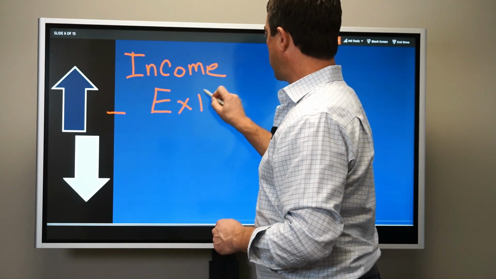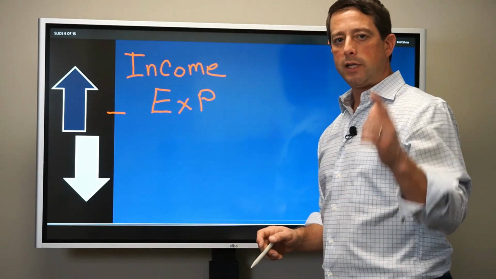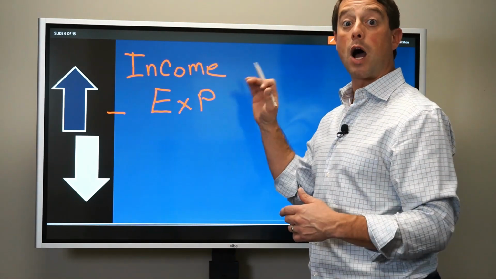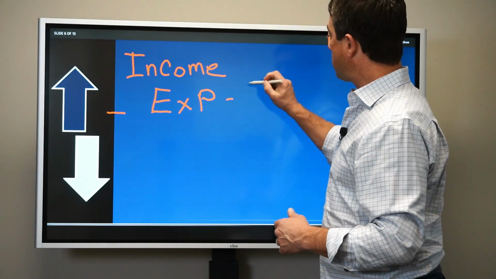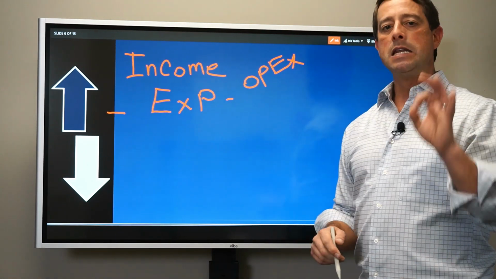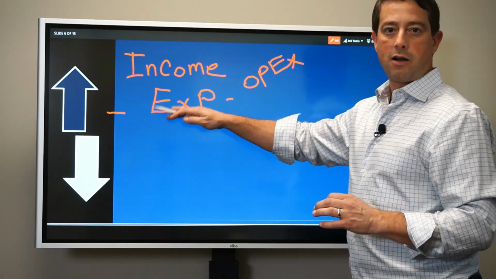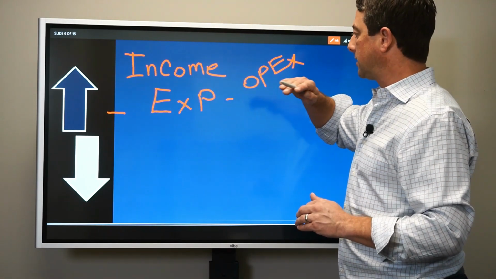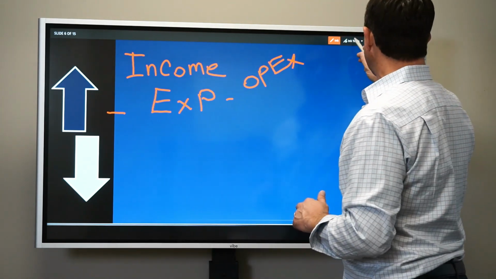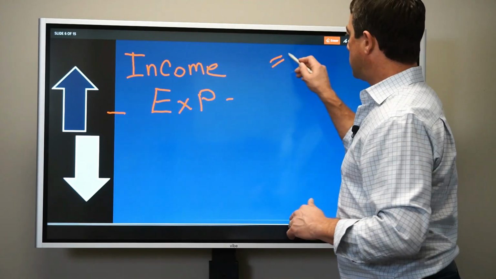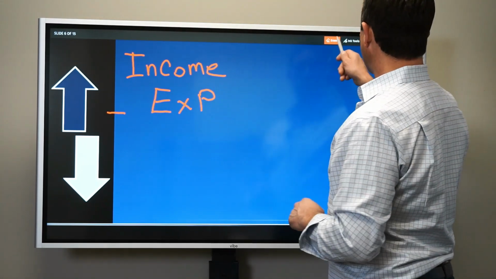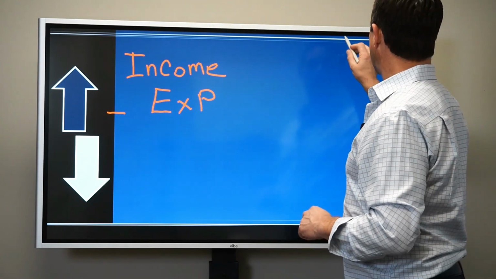Now, when I say expenses, you need to understand that what I am talking about here is what we call operating expense, or OPEX. Operating expense, not mortgage. This is taxes, insurance, paint, carpet, unit turnovers, all those different things we're going to use to calculate our expenses. But it is not mortgage. So keep in mind, you're not supposed to take that into account here.